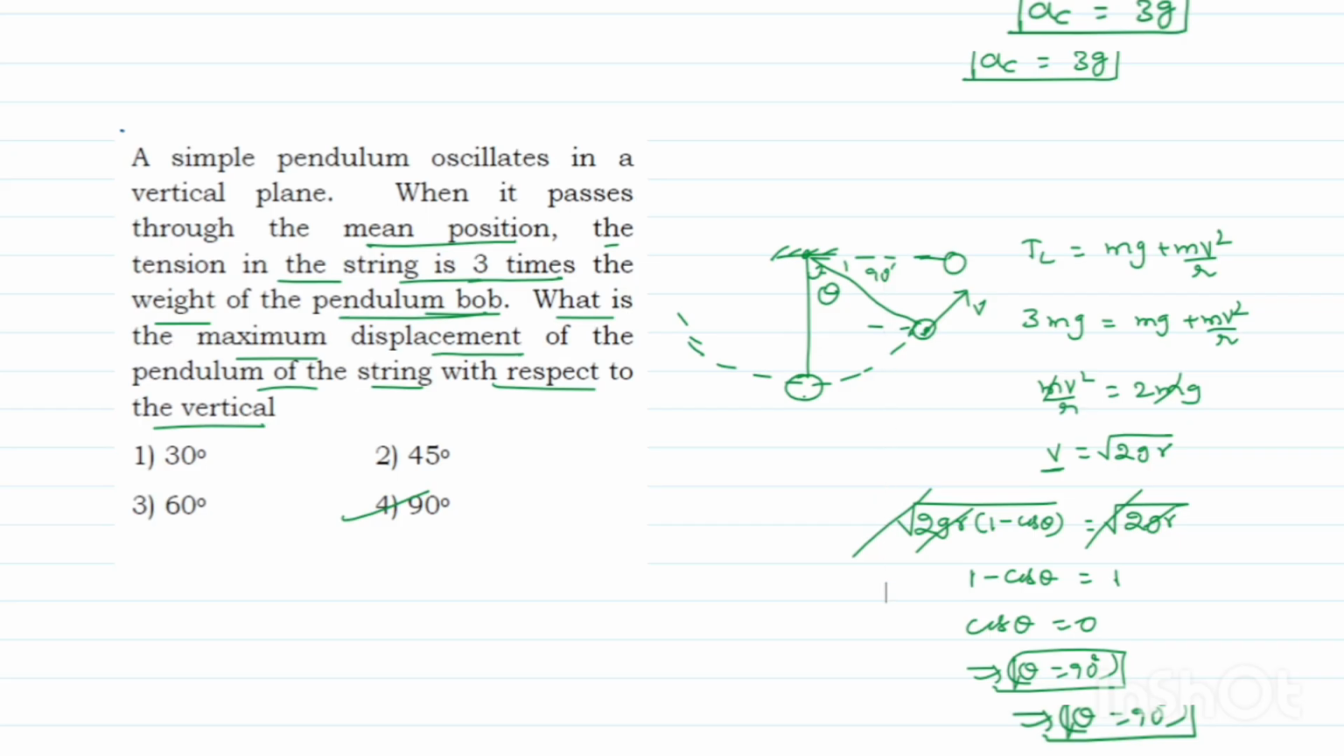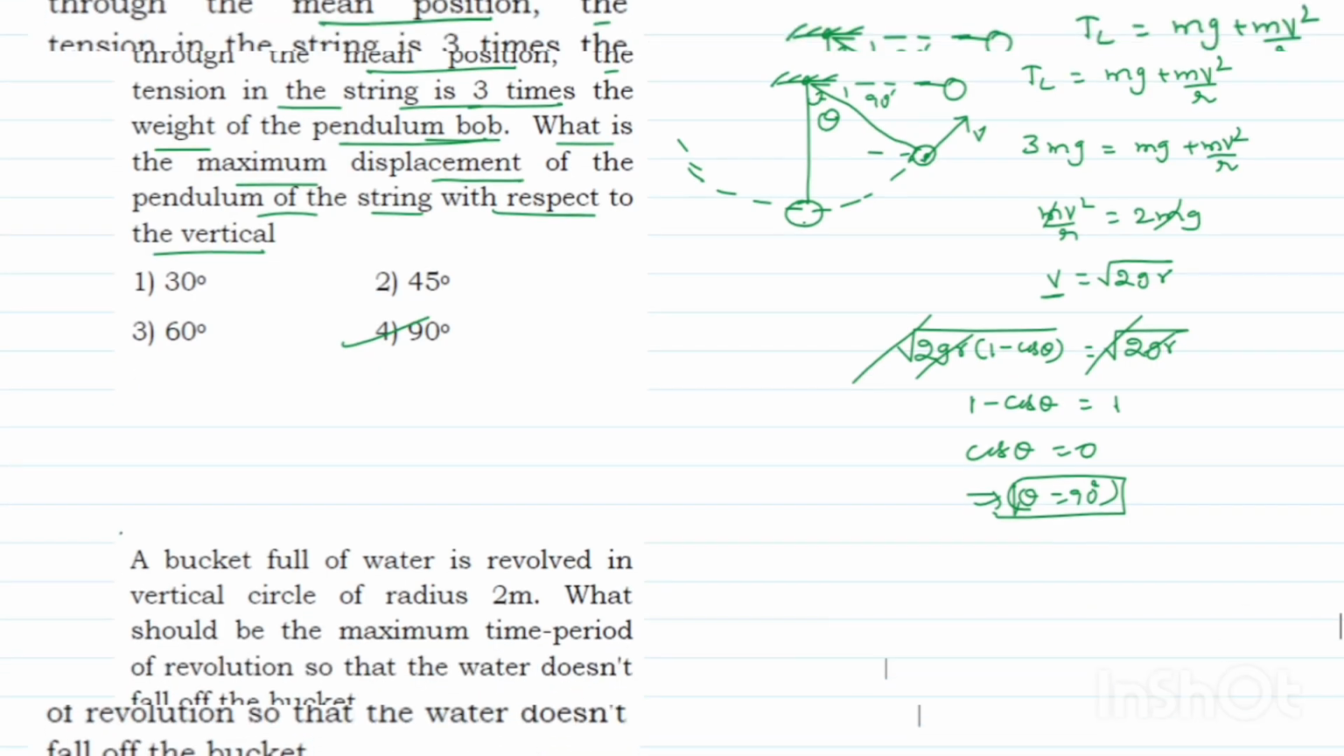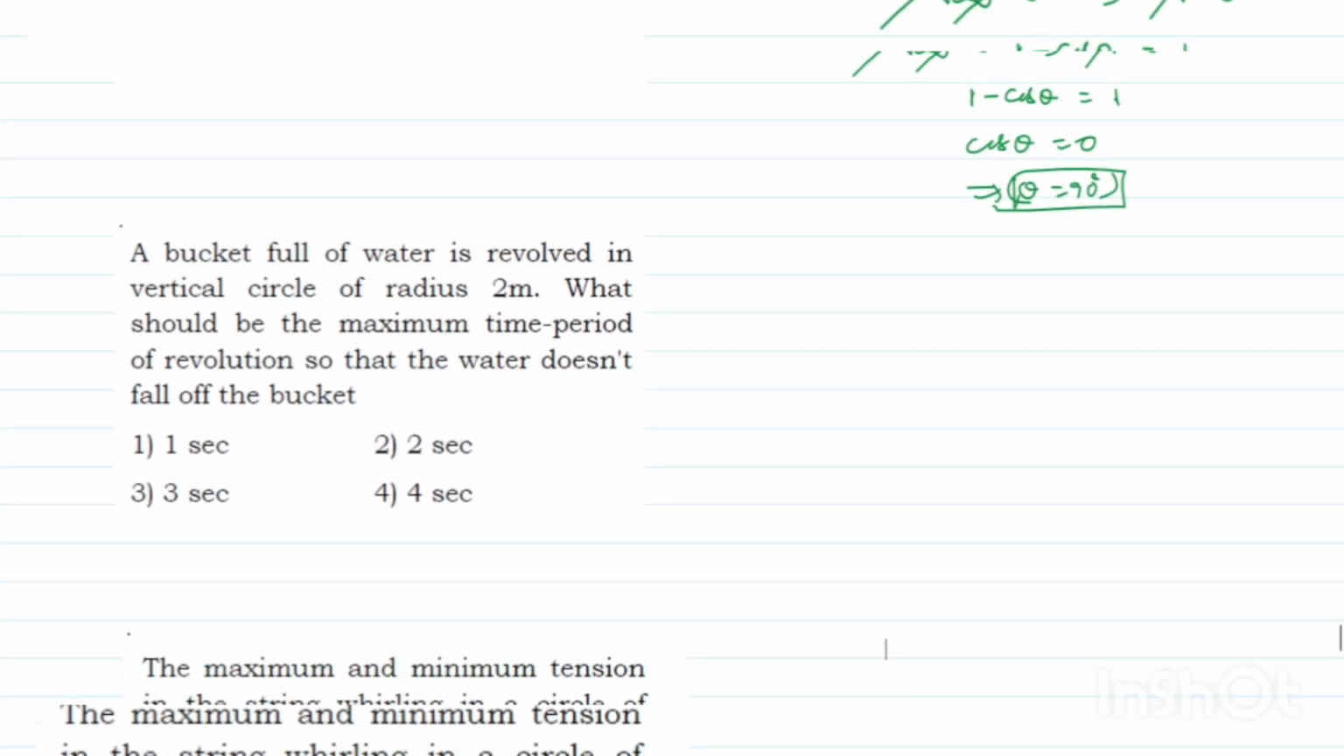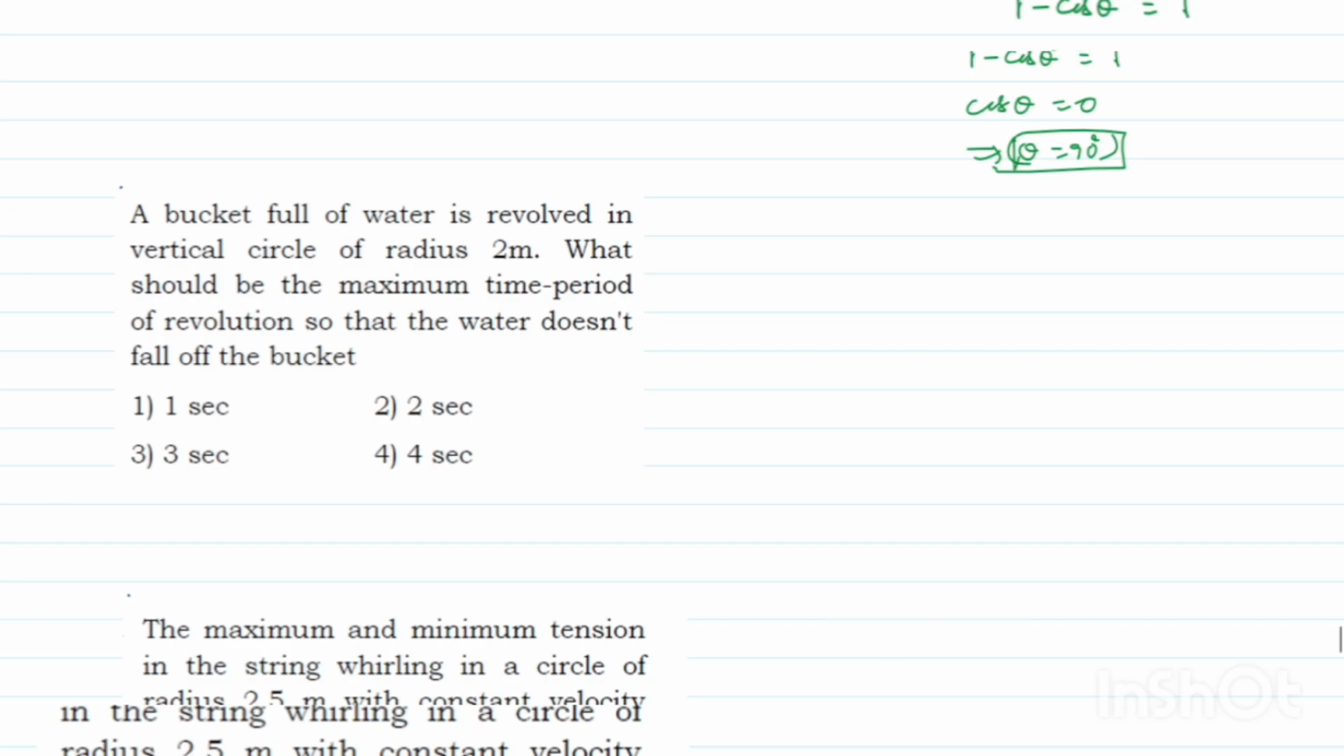Let us take the next question, students. Here they are given a full bucket of water that is revolved in a vertical circle of radius 2 meter. What should be the maximum time period of the revolution so that the water does not fall out of the bucket? Here this model we have already seen, students.